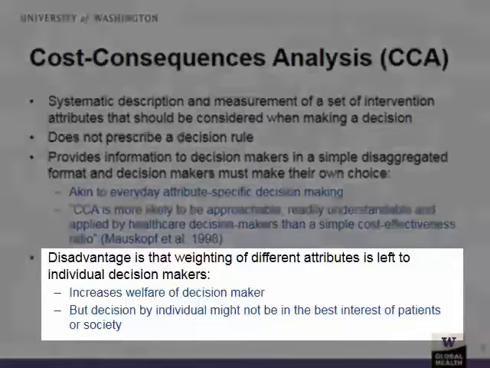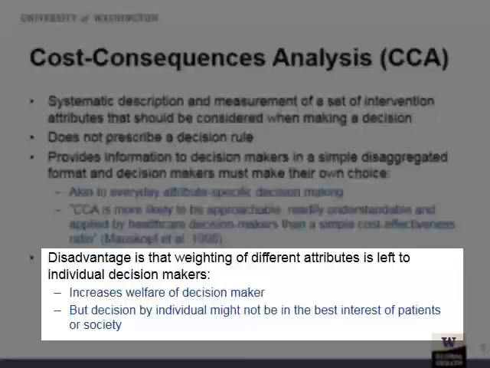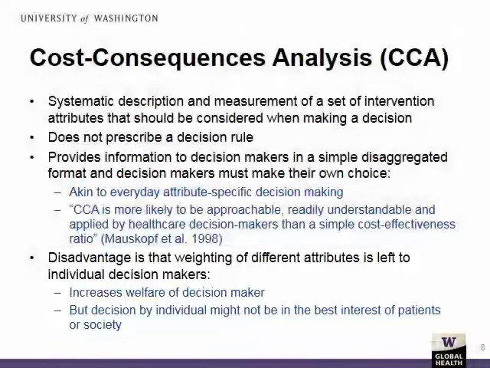The disadvantage is that it puts the onus on the decision maker, and this might maximize the welfare of the decision maker, but the decision maker might make a decision that is not in the best interest of the individual or the individual patient or even of the society.